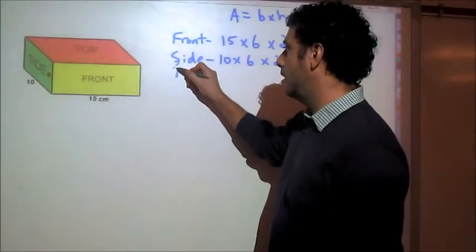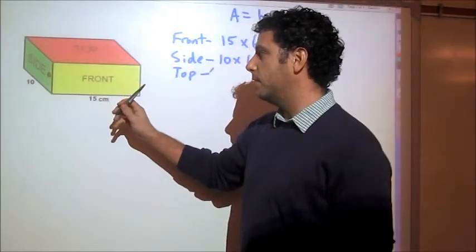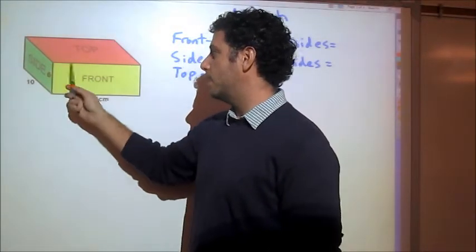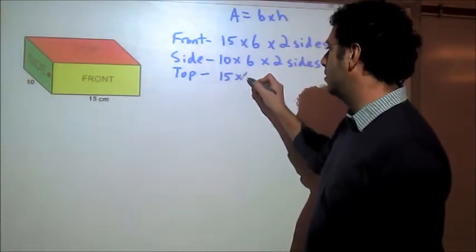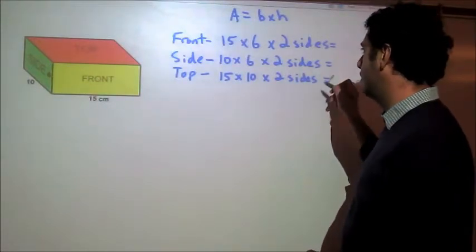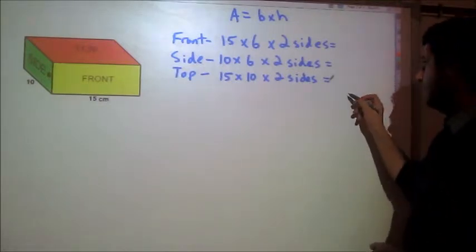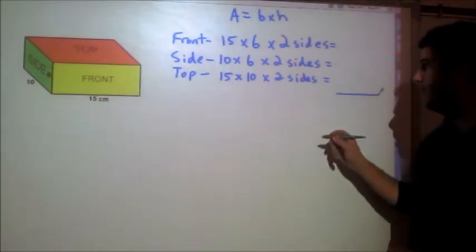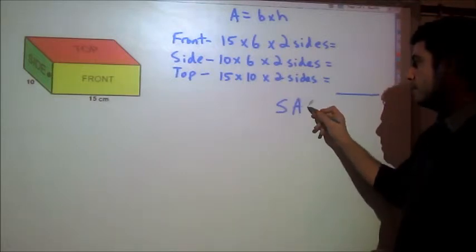And we can do that same thing with the top and the bottom. So the top, you have to be careful here, the top would have one of the dimensions being 10 and the other being 15. So 15 times 10 times 2 sides. Okay, and then we just need to do that math and find the sum of all of those 6 sides, right? 2, 4, 6 sides, and we've got our surface area. And we can write that out in short form as SA, surface area.